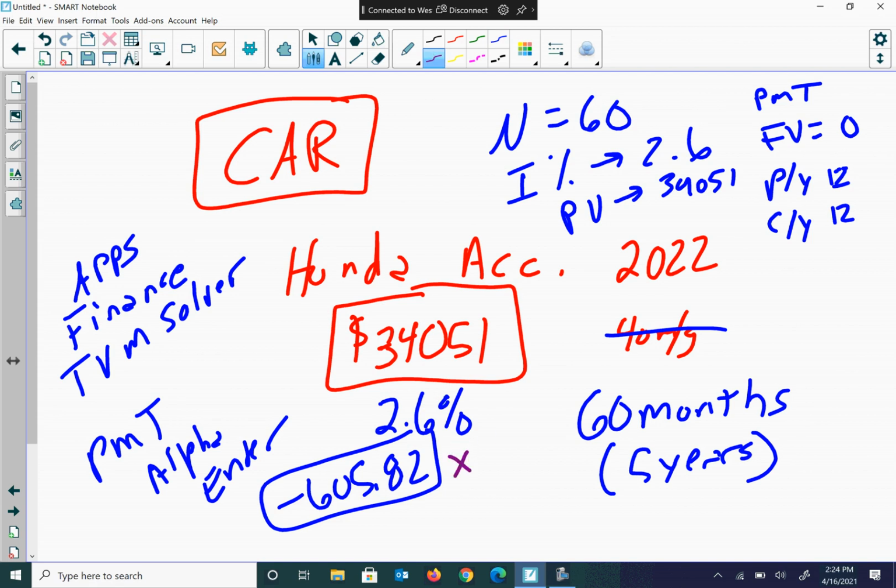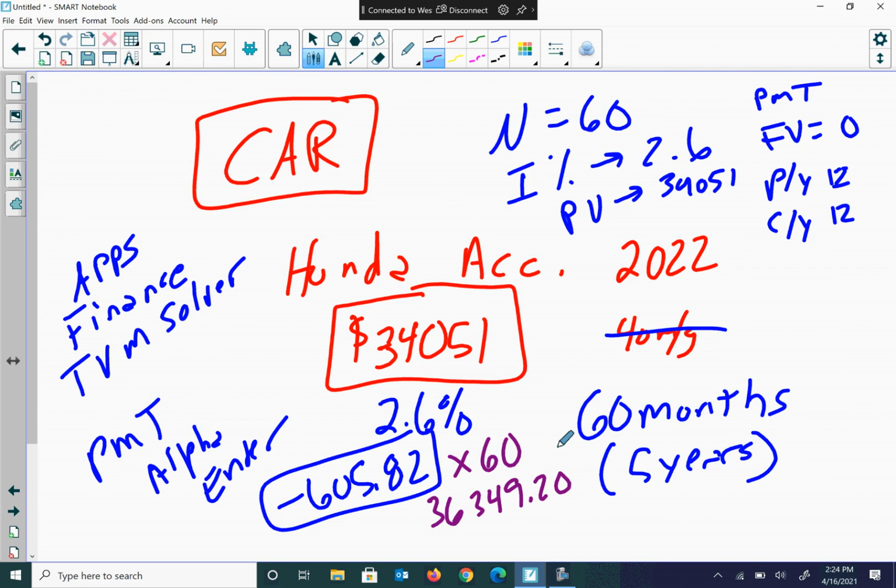Now, if I multiply that by the 60 months, so if you get out of that mode, you just hit second quit and hit 605.82 times 60. Your $34,000 Honda actually will have cost you $36,349.20. You subtract that from your original $34,051. That means that Honda made an extra $2,298.20 off of you.